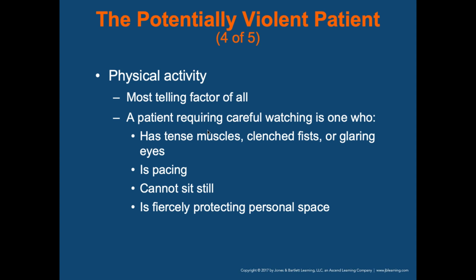If there is physical activity, however, the most telling factor of all, a patient requiring careful watching is one who has tense muscles, clenched fists, or glaring eyes. If they're pacing back and forth, they're unpredictable. They can't sit still. They're fiercely protecting personal space, right? Try to keep people's space personal, six feet or more. Don't try getting into their bubble, because it just angers them at that point, and all they want to do is try to find more ways to cause violence.